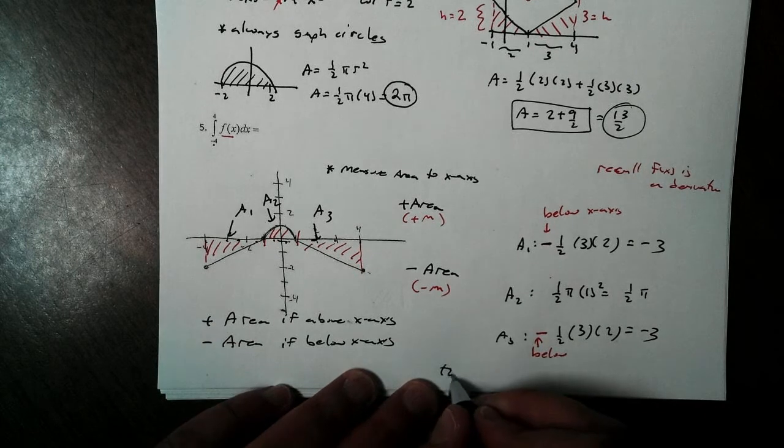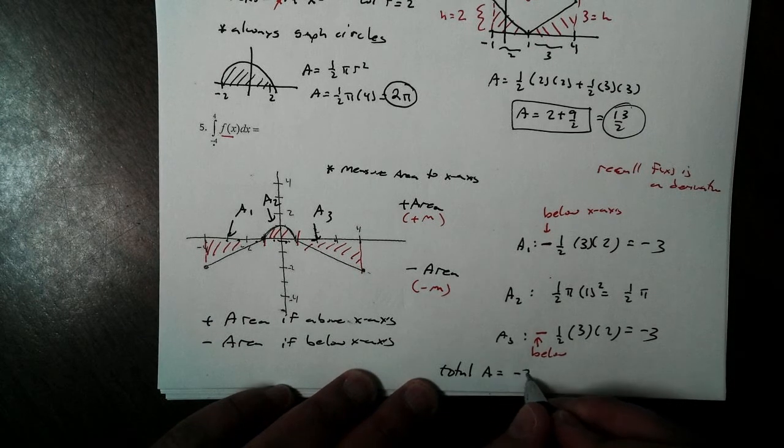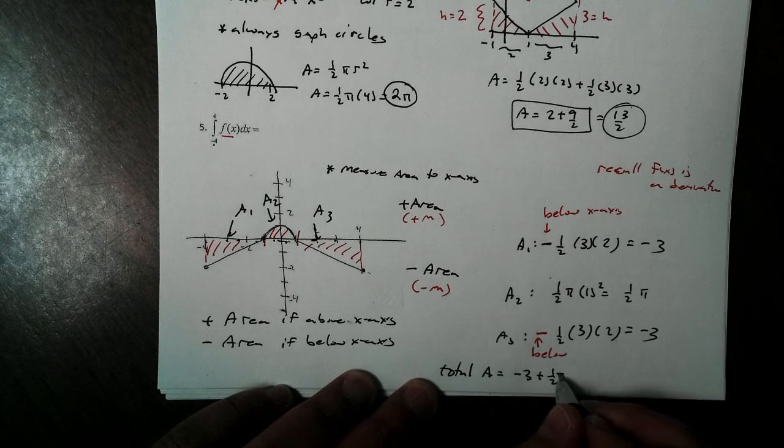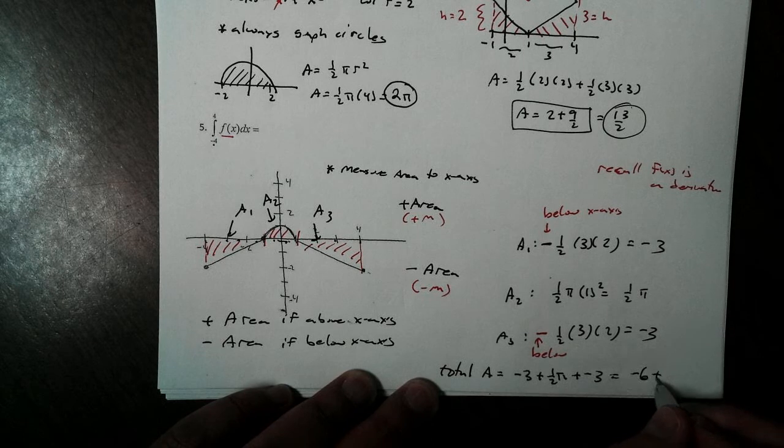And then to get the total area, we're going to add them. Negative 3 plus pi over 2 plus negative 3, or negative 6 plus pi over 2 in this area.